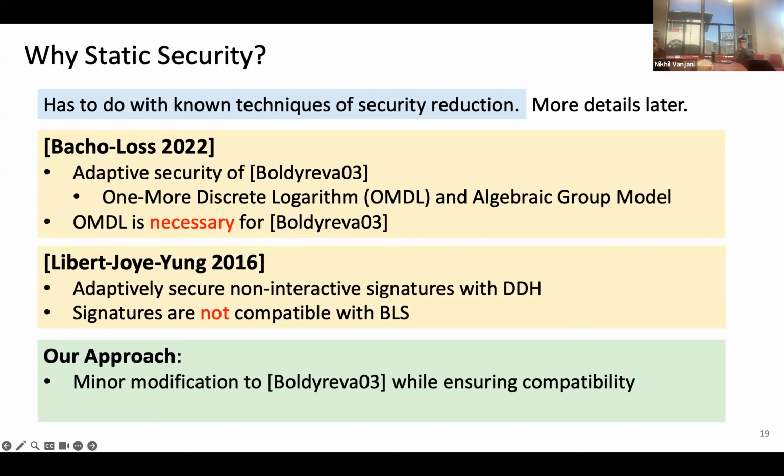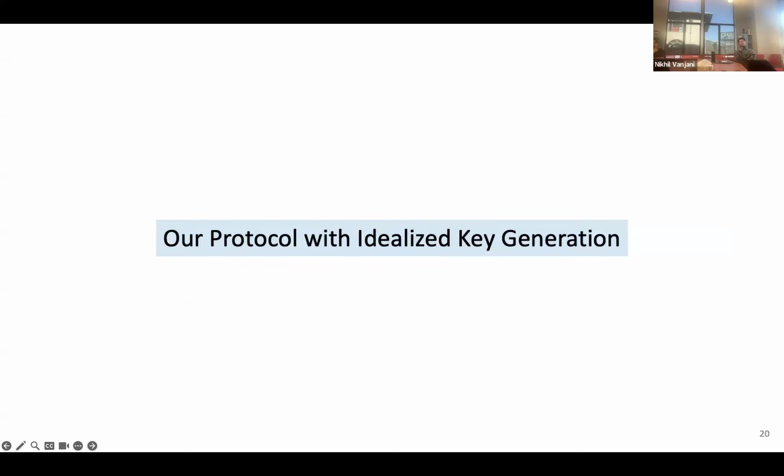So what we do, we make minor modifications to the Boldyreva scheme. Well, we have to somehow ensure that the final signatures are still compatible with the BLS signature. And then we also have a new prefix. Both steps are crucially important to get adaptive security. Okay, so we look at the protocol first, and then we'll look at the security proof.